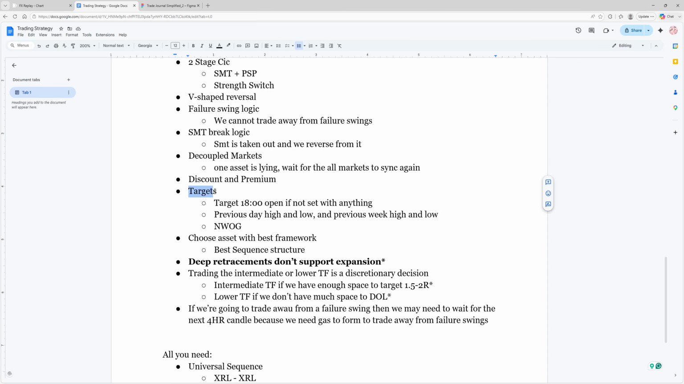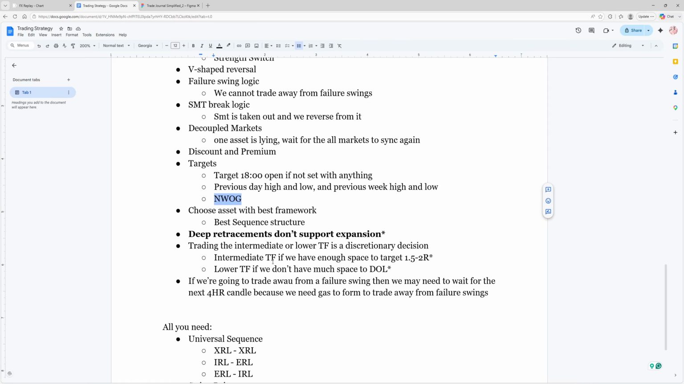And this one just targets, like, what can you target? You're going to target sequence high or low, external range liquidity, internal range liquidity. You could target the 1800 open if the high or low of day is not set with anything. You can target previous day high and low, previous week high and low, and you can also target NWOGs, the new week opening gap.